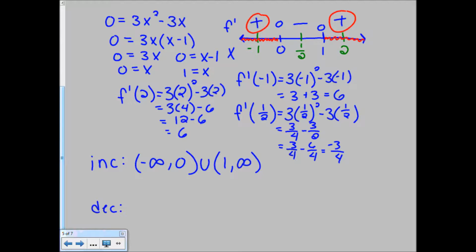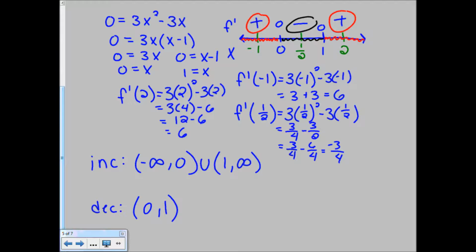And then we're going to do the same thing for the negative interval for decreasing. So our function is decreasing here in the middle, and that looks like it's for all of the numbers in between our 2 critical values. So we're only going to have one interval here. We can write that as 0 to 1. And it's as simple as that. It's the same process for any other function.